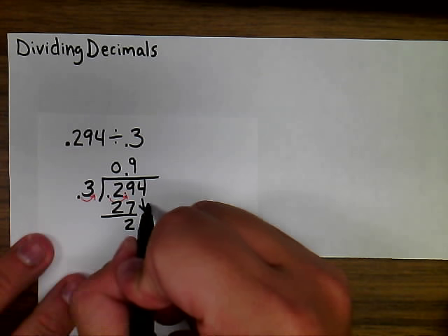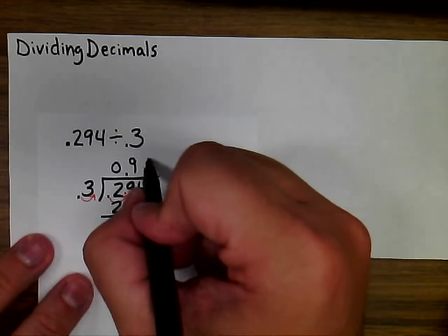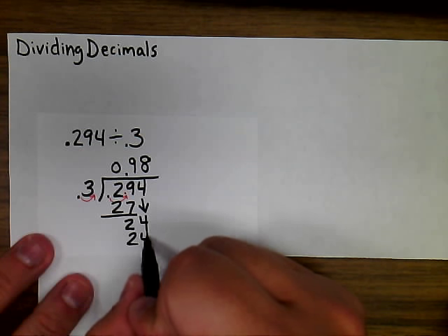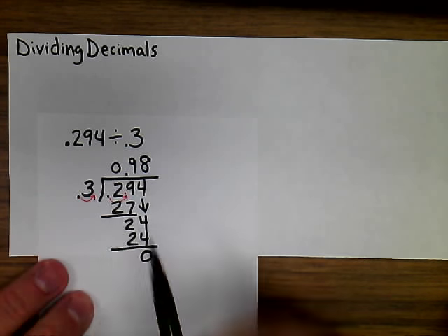Bring down the 2. Bring down the 4. 3 goes into 24 8 times. 8 times 3 is 24. Again, we have no remainder, and we have our final answer of 98 hundredths.